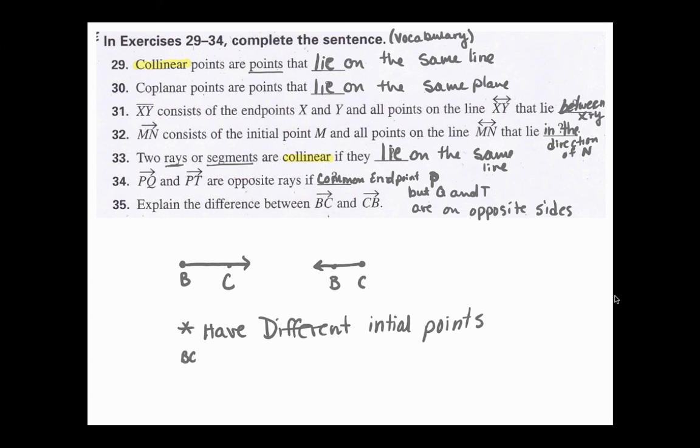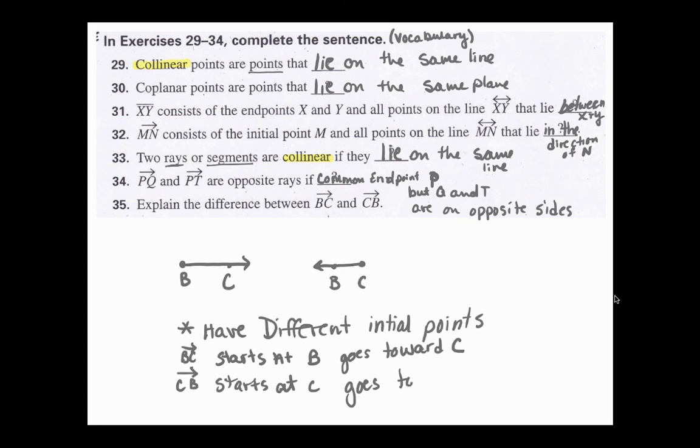So BC starts at B and goes toward C, and CB starts at C and goes toward B.